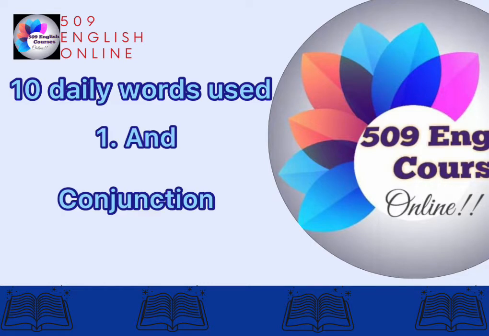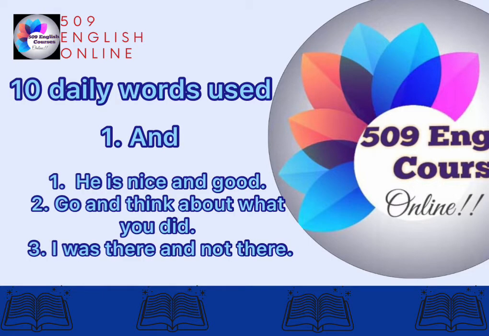What type of word is and? And is a conjunction. A conjunction is used to express relationships between things in a sentence. So you guys can better understand this, let's go straight to the examples. He is nice and good. Go and think about what you did. I was there and not there.